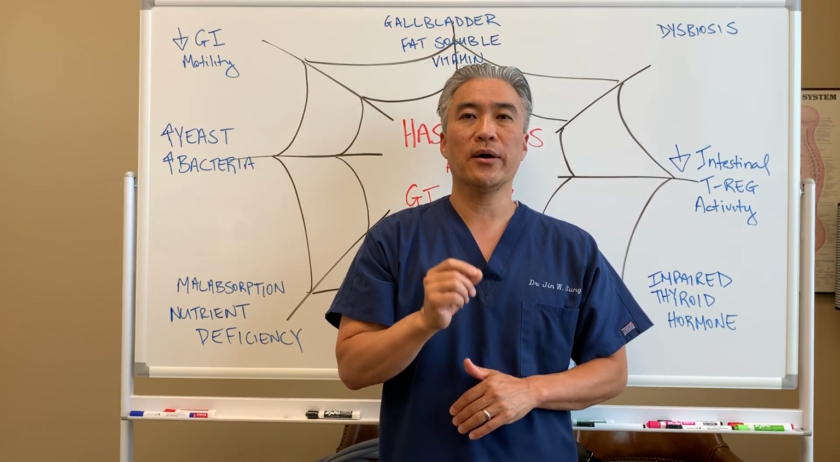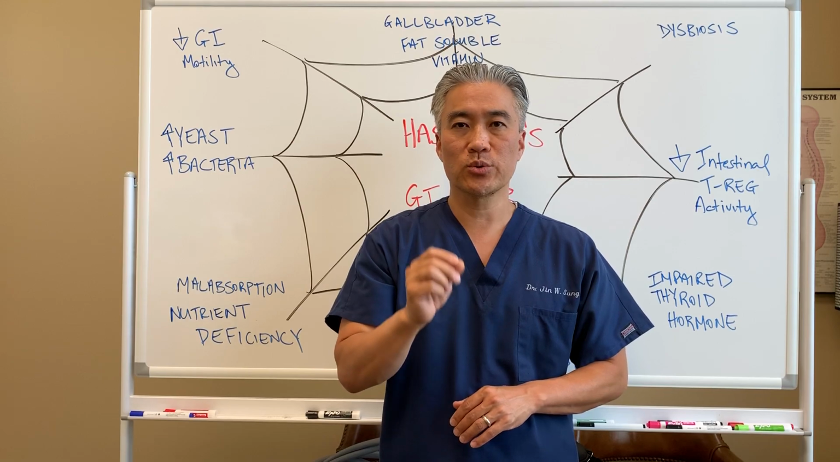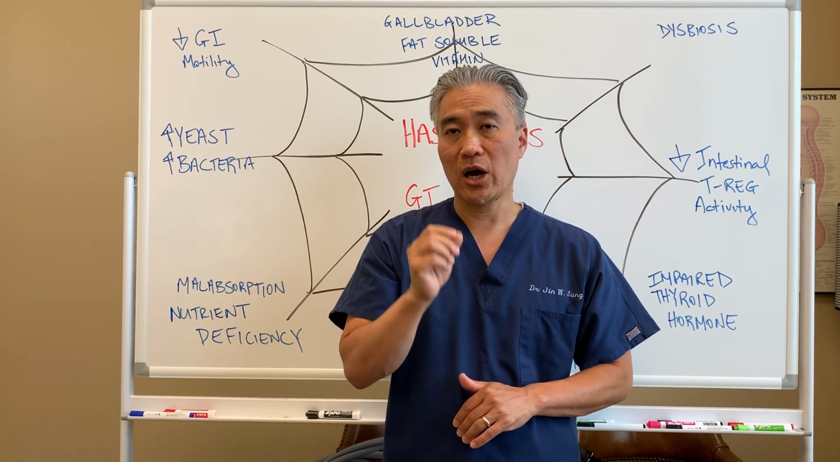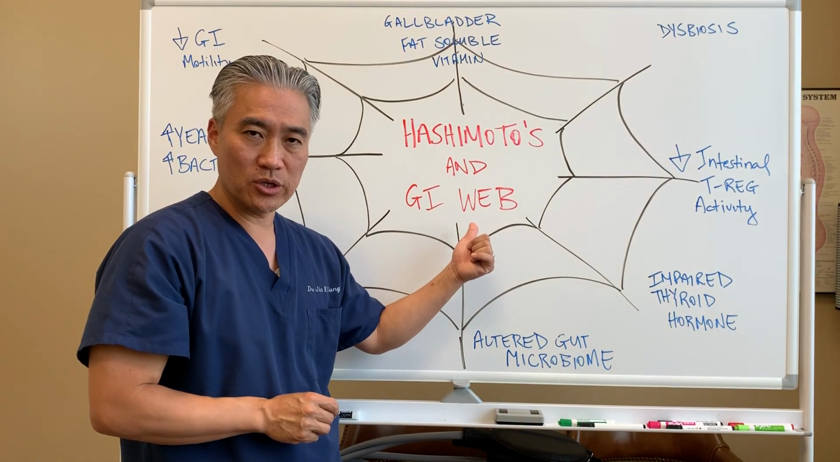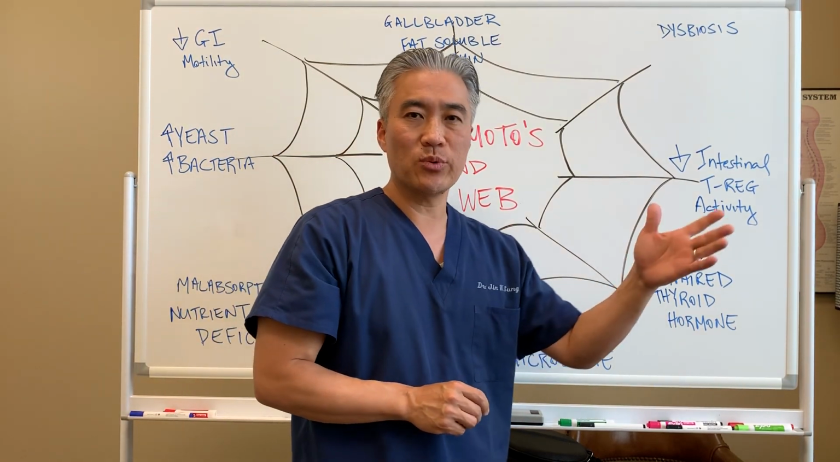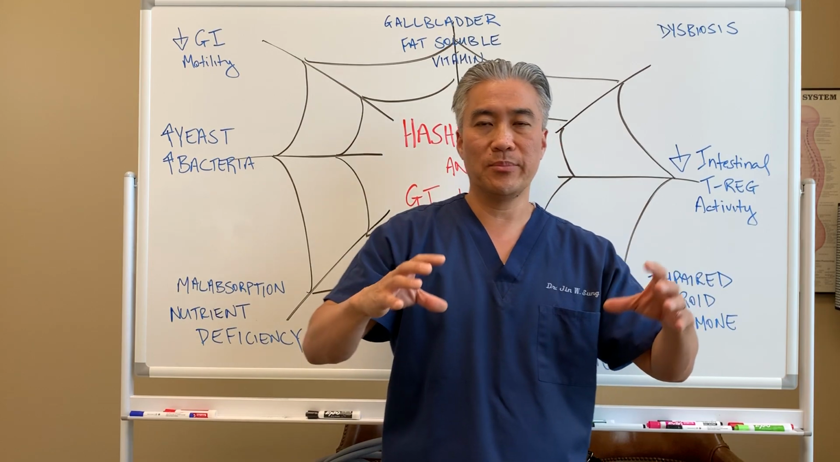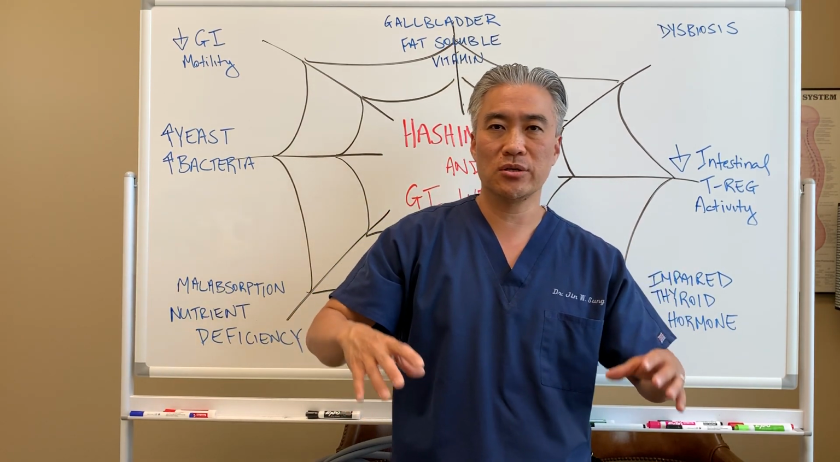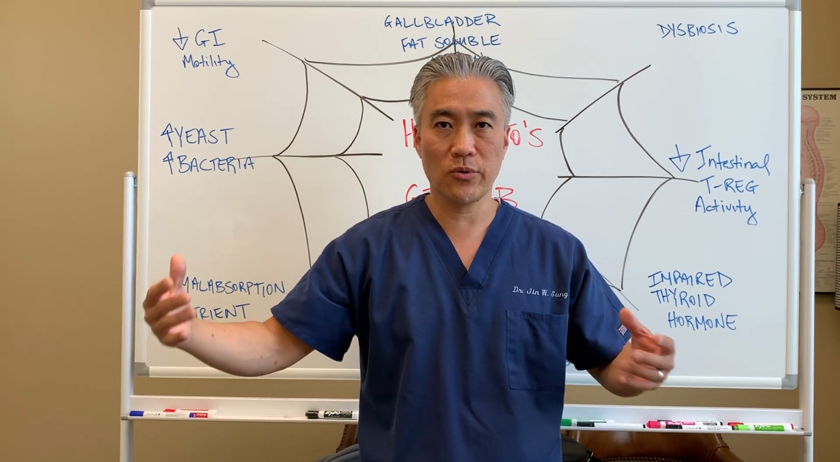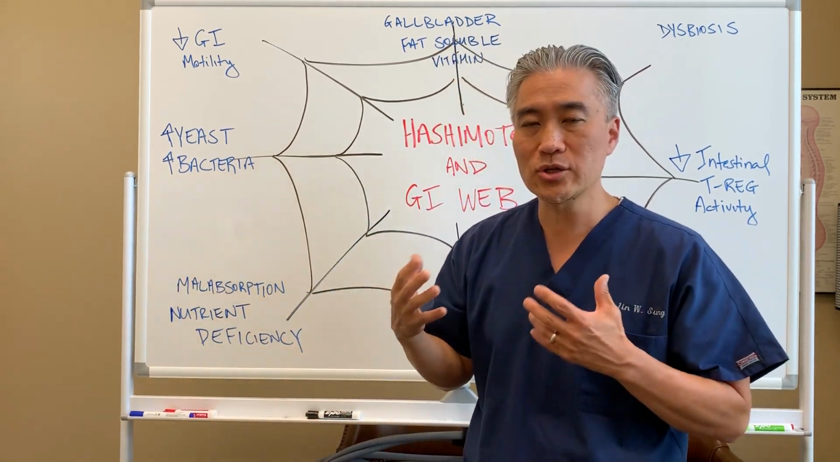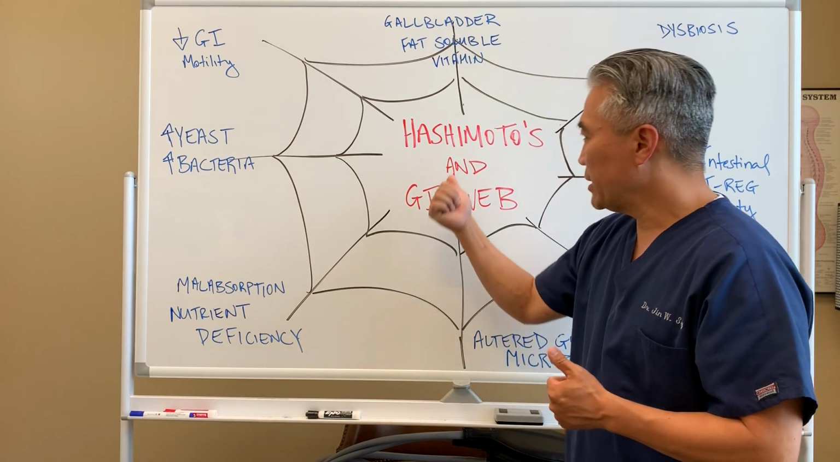Today, we're going to continue on that journey of the Hashimoto's web. We're going to talk about Hashimoto's thyroiditis and the GI system, or the GI web. Last week, we showed you how Hashimoto's can be impacted by hepatic function, gut microbiome, the immune function, neurological tissues, and so forth. Today, we're going to go into more specifics.